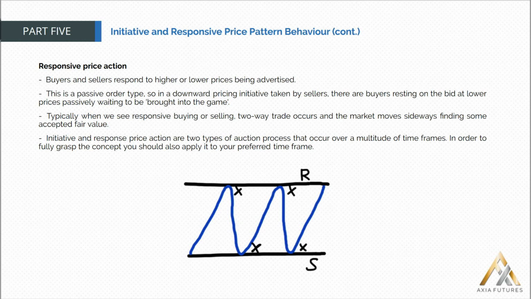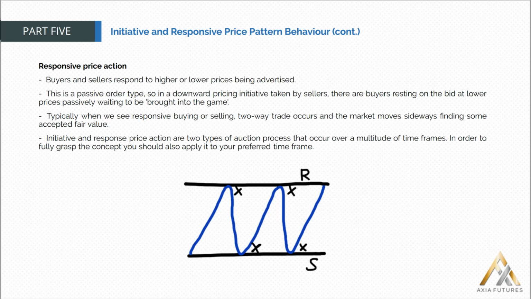Now on the flip side, remember, we said initiative is very aggressive. The order type is very aggressive at the market, not as passive. So what we can see now is that responsive type price action is a passive order type. So in a downward pricing initiative taken by sellers, there are buyers resting on the bid at lower prices, passively waiting to be brought into the game. So as prices start to move lower because sellers are initiating sell-side orders, there will be buyers sitting on the bid, waiting or happily getting filled at lower prices being advertised. So they're passively waiting for their order fill.